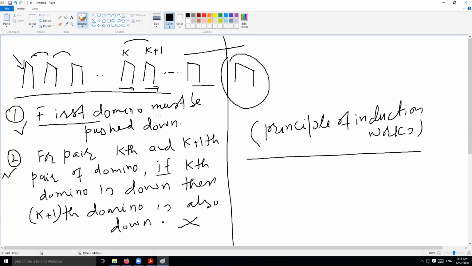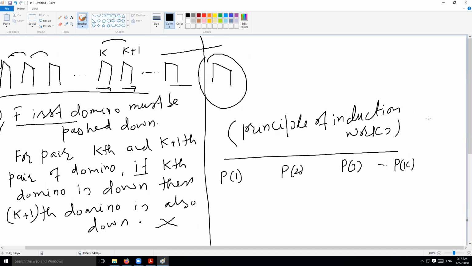So imagine I replace each domino by a statement. For example, P of 1 is a statement about 1, and P of 2 is a statement about 2, and P of 3 is a statement about the number 3, and so on and so forth. And then I have a statement P of k, which is a statement about the natural number k. And then I have a statement P of k plus 1, and so on. So this is like an arbitrary pair. This pair can be 1, 2, this pair can be 2, 3, this pair can be any pair.